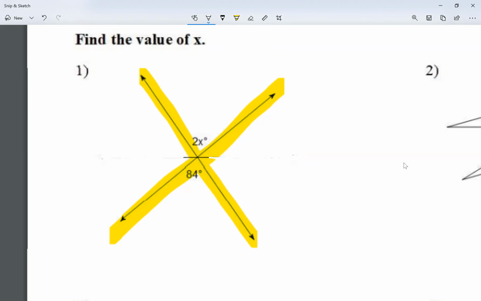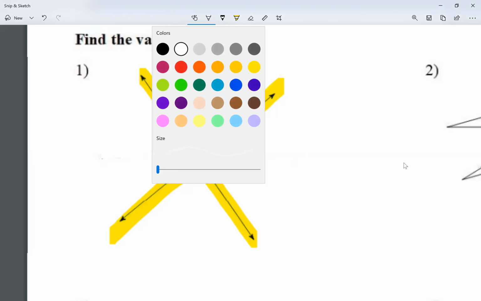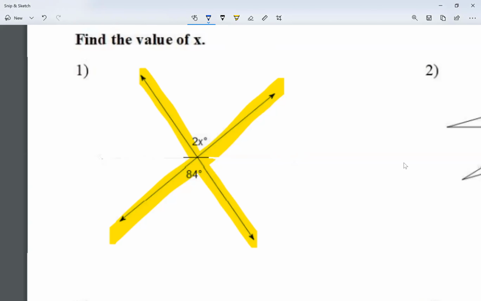You guys can see I can come over and take it out. In your case, you will have to do it in your mind. But now here, I'm looking at an X. So I'm thinking vertical angle theorem. Angles that are opposite from each other are equal. So I'm looking at this as 2 times X. It's equal to 84. My question is, find the value of X.